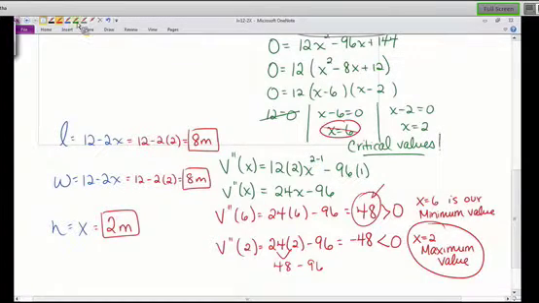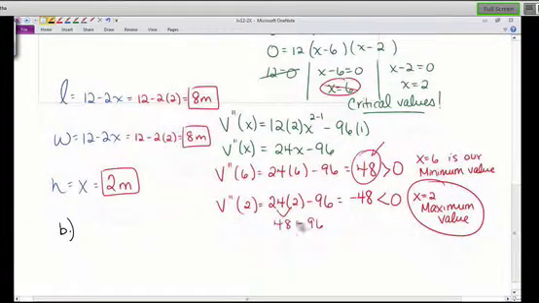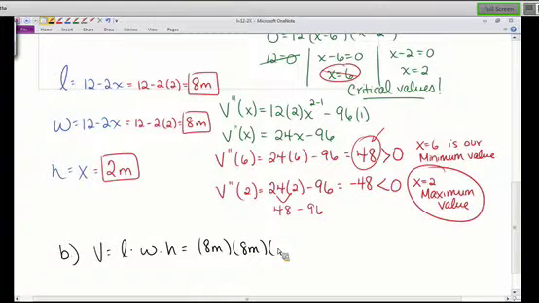Okay, so finally, to answer part B, they're asking us to find the maximum volume. To answer part B, you want to use the dimensions that you found for part A. Our dimensions, length times width times height, were 8 meters times 8 meters times 2 meters. So when we multiply this out, 8 times 8 times 2, we get 128 meters cubed. So that is our answer for part B.